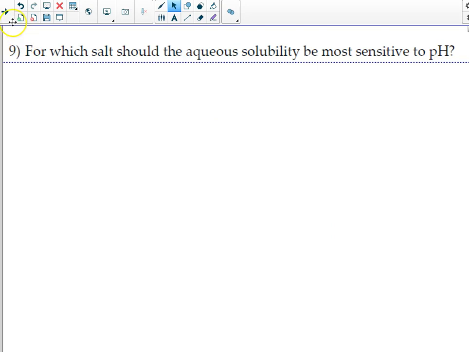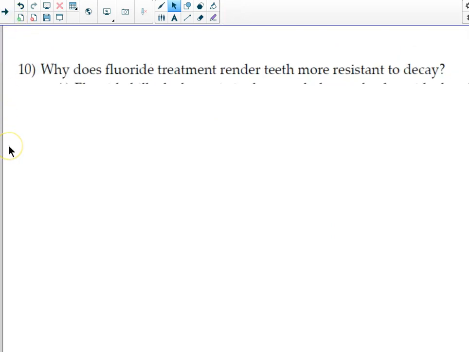And then number 10: Why does fluoride treatment render teeth more resistant to decay? Like, what? We ain't never talked about that in this class, Davidson. Well, you're right. It's a nice, beautiful section in your textbook that explains why fluoride is so good for your teeth. So I would encourage you to read that and be able to answer such questions.